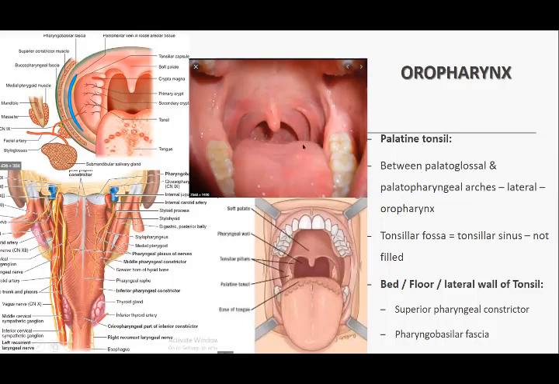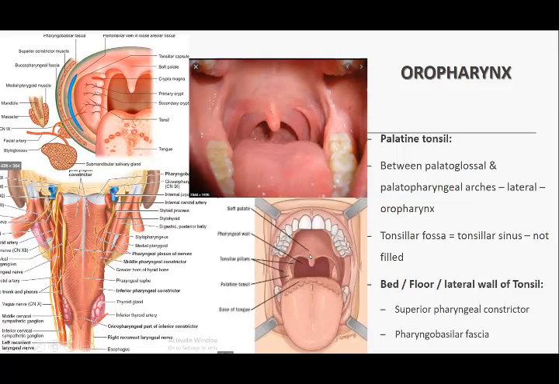The palatine tonsil is lying between the palatoglossal arch anteriorly and the palatopharyngeal arch posteriorly. Yes, this is the palatine tonsil lying between the palatoglossal arch anteriorly and this palatopharyngeal arch. Now this is the boundary of the oropharyngeal isthmus.